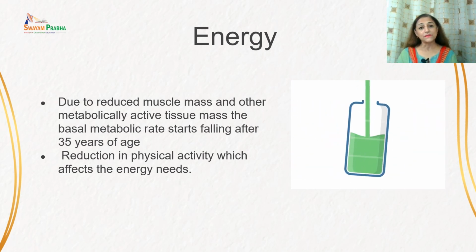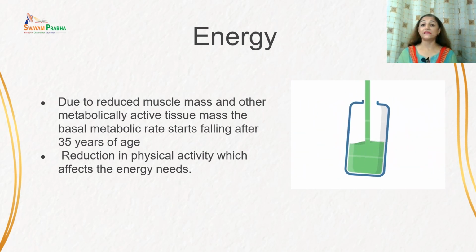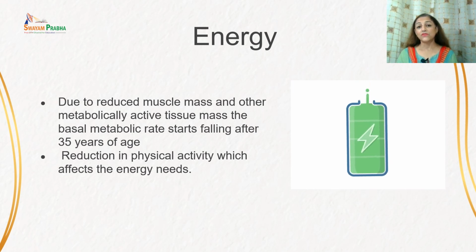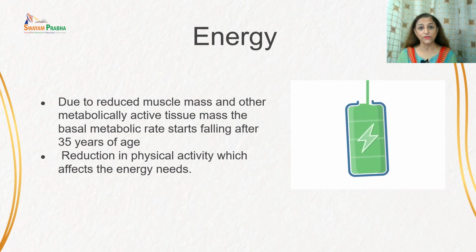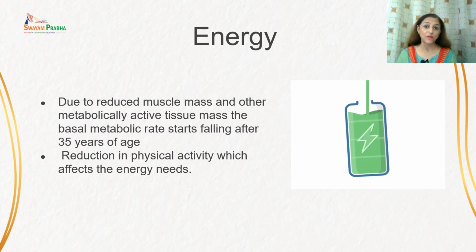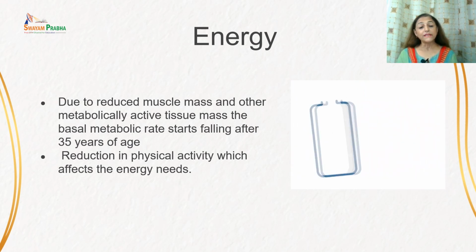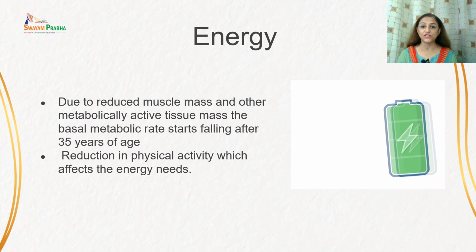Now, BMR is the energy which is used to carry out the involuntary activities of our body. These are the involuntary activities which are not under our control, and this is the running cost of our body. For example, our lungs are working, our heart is working, our gut is working, the digestion process is going on through the gut, and similar activities. So this starts falling after 35 years of age. This will affect the energy requirements of the elderly. And along with that, there is a reduction in physical activity also. This will also affect the energy needs of the elderly.